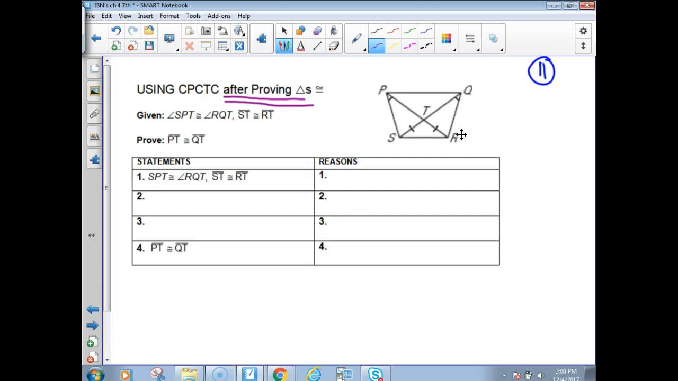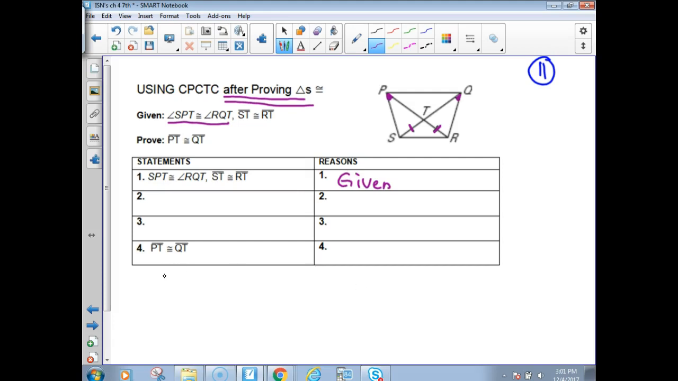So here's the deal. Let's see what we're going to try to do on this picture. It says angle SPT is congruent to angle RQT. Let's go look at that on our picture. SPT, that's this angle right here. Congruent angle, where is it? RQT, which is up here. That's inside of this triangle and this triangle. Now I got to figure out what triangles to make congruent. I have another given that says ST is congruent to RT. So far that stuff's been given.